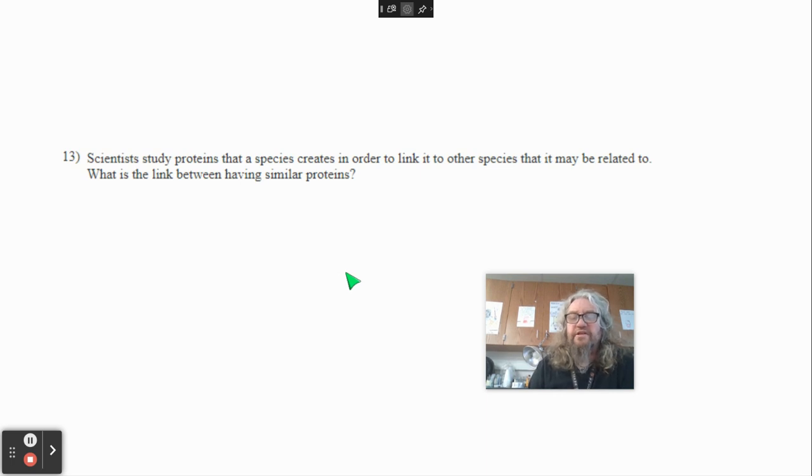Number 13, another constructed response. You're going to have to write your answer in complete sentences. Number 13, scientists study proteins that a species creates in order to link it to other species that it may be related to. What is the link between having similar proteins?